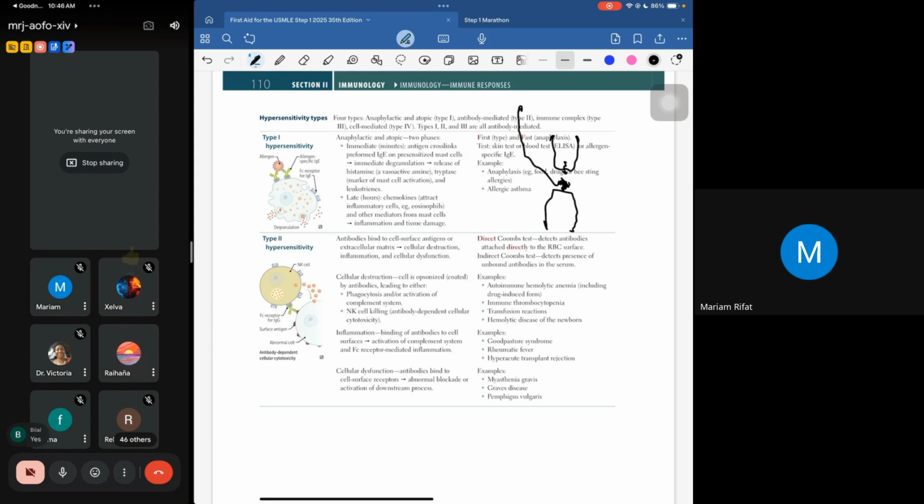So this is what happens, right? Basically, antibodies come and they affect and destroy something in the body. This happens in rheumatic fever. The same thing happens in Goodpasture syndrome as well, right?